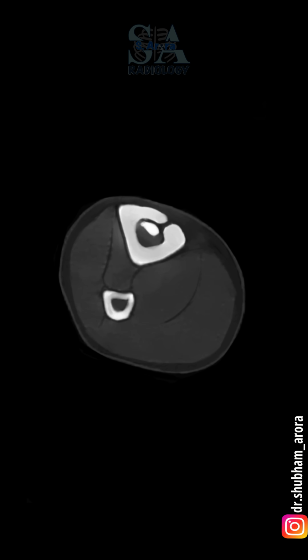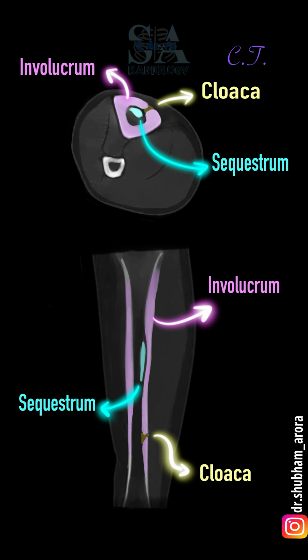Now coming to computed tomography in short axis, we can appreciate the findings of the X-ray better, like involucrum, sequestrum and cloaca, and also in coronal section.